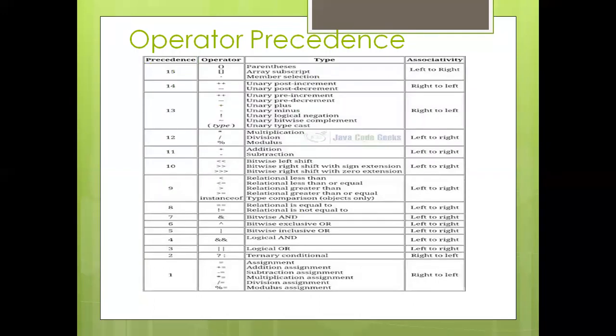You see, this is a table. This table is also given in your textbook. This is the priority: parenthesis has the higher precedence, so obviously we solve the parenthesis first. See the arithmetic operators: multiplication, division and modulus have higher priority than plus and minus. And in the third column, left to right associativity is given.